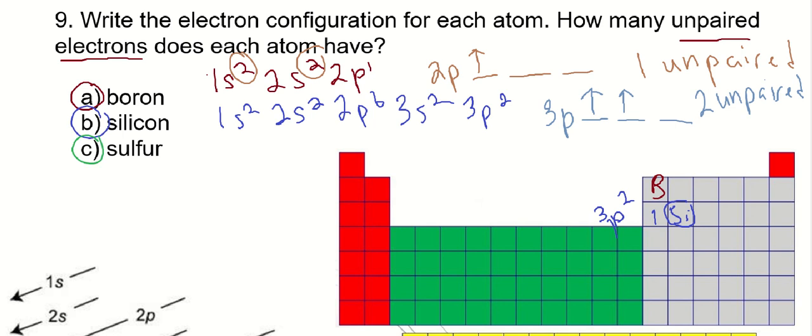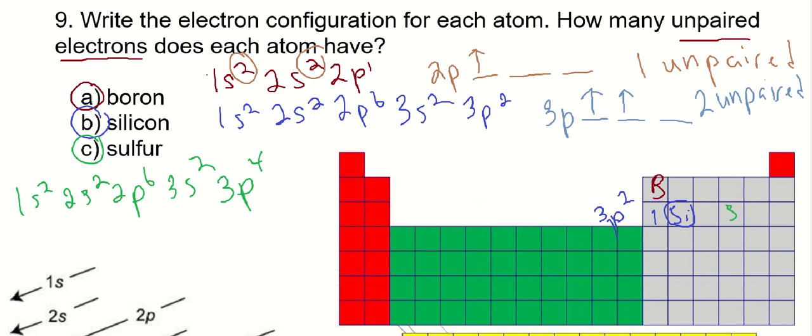Okay, sulfur. 2 more down is sulfur. So this is going to be 1, 2, 3, 4. Sulfur's right over here. So that electron configuration is going to end at 3p4. All of this is going to be the same. 1s is full with 2 electrons, 2s2, 2p6, 3s2. 3p does not get filled up. It's the 4th element in that block. So 3p4.